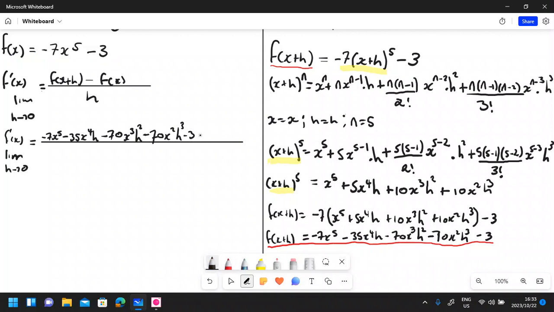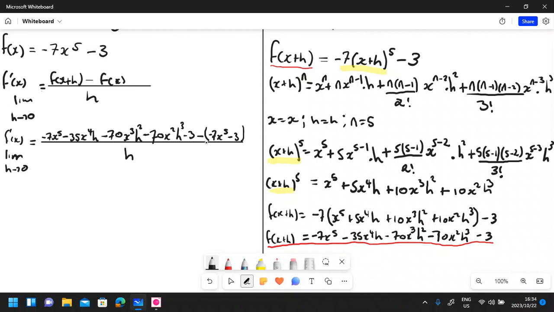So do not forget, first of all, you write the subtraction sign that you see there, and then open bracket, then you write f of x inside the bracket. So our f of x is minus 7x to the power of 5, and then minus 3, and then you close the bracket. Remember, this negative is supposed to affect everything that is inside the bracket. Now we have divide by h.